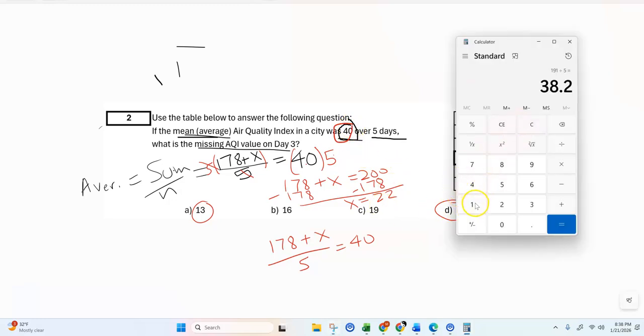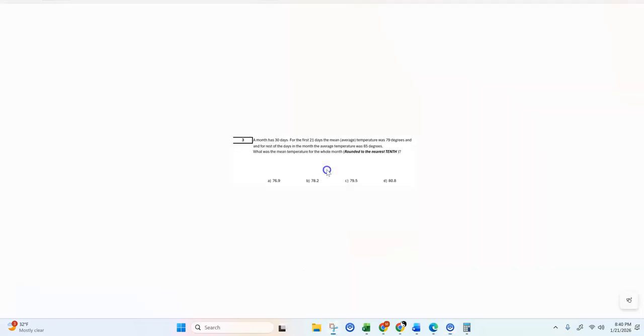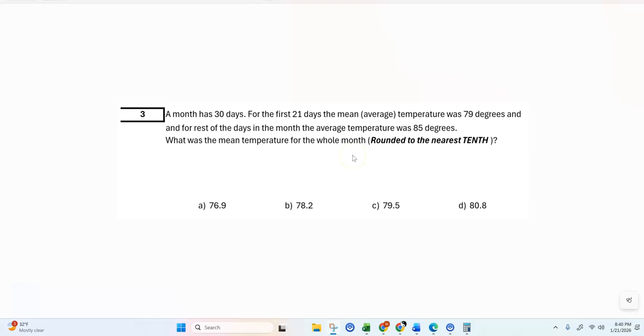So let's try it again. So 178 plus 22, enter, 200 divided by 5 numbers. Bingo, I get my 40, right? Okay, so you can work backwards or you can do the algebra. So that's how you do question number 2. Okay, so now let's go to question number 3.